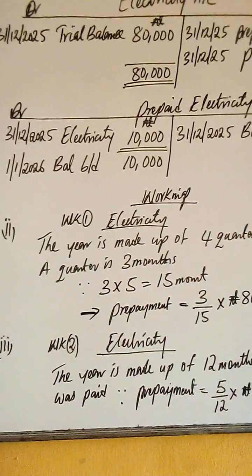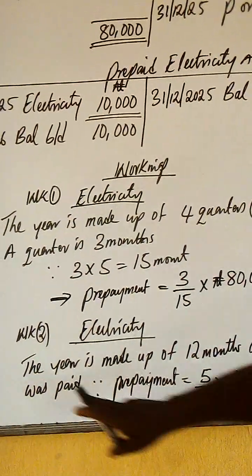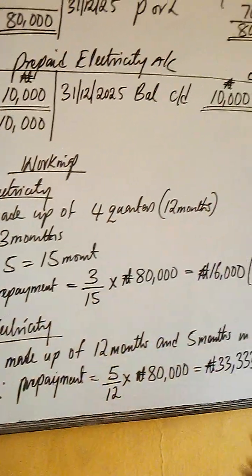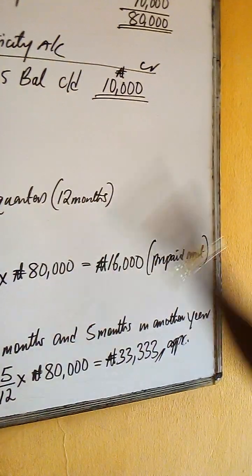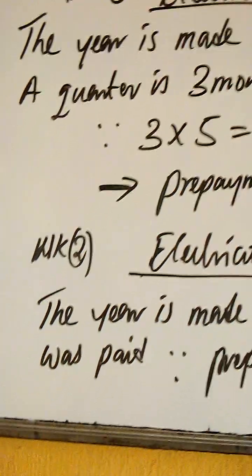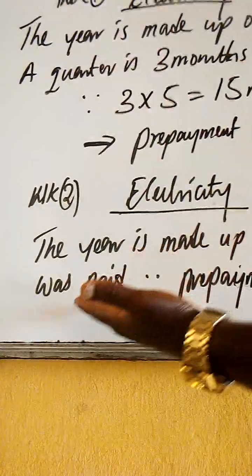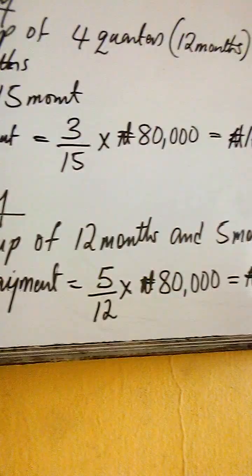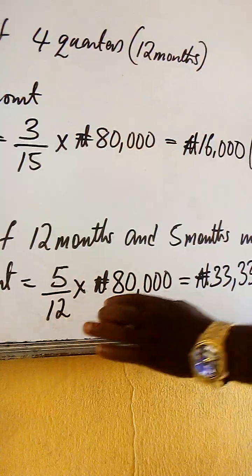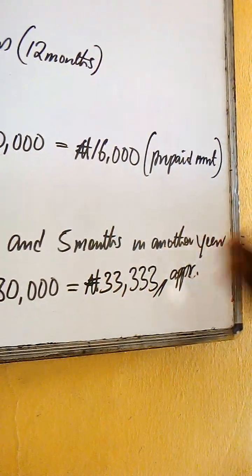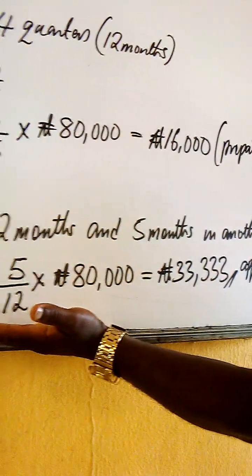Let's come here and see how you work it out in case you see it in any examination or any question. It is clear that the year is made up of 12 months, which everybody knows, and we are saying it was paid up to another year. And in that other year, how many months are there? From January to May is 5 months. Then we calculate it as simple arithmetic, where the prepayment in electricity becomes 5 divided by 12 times 80,000. That gives you a prepayment of 33,333 approximately. So this is the answer here.